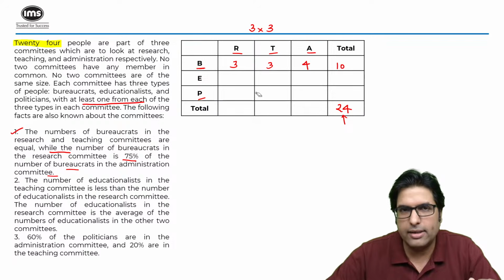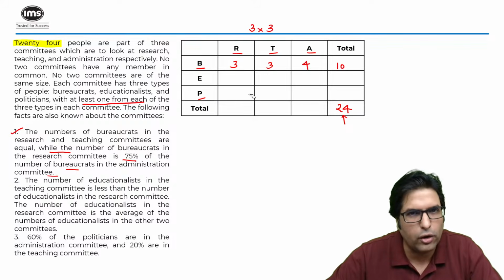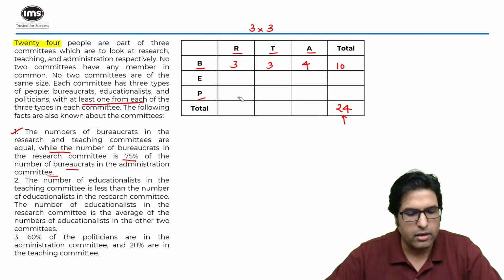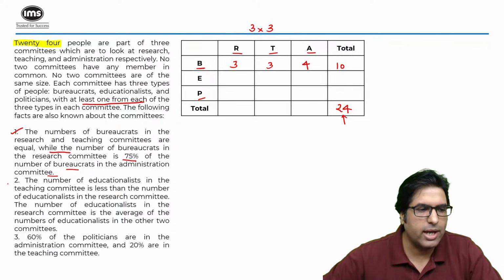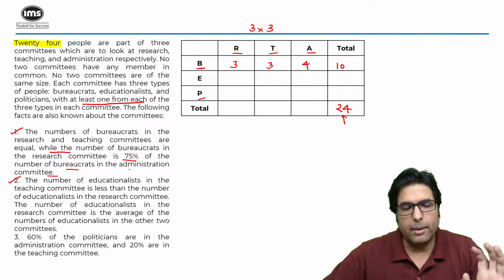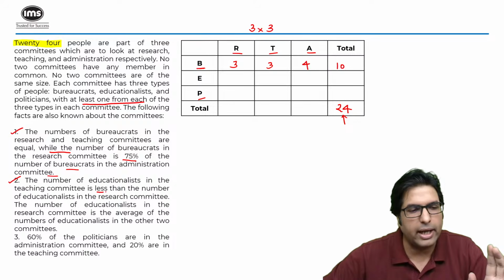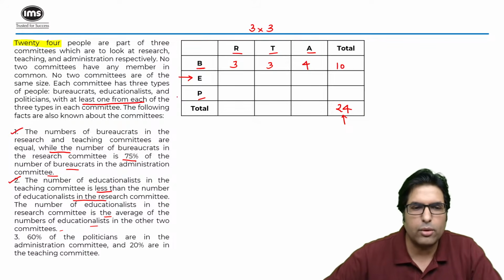Some of you might feel that I'm being very slow, but that is the whole purpose for this particular session. Once you solve it on your own, I'm pretty sure that you can solve it much, much faster. Let's look at the second clue. The number of educationalists in the teaching committee is less than the number of educationalists in the research committee. So we are now given data for the row for educationalists. The number of educationalists in the research committee is the average of the number of educationalists in the other two committees. Okay. So let's allocate some variables.